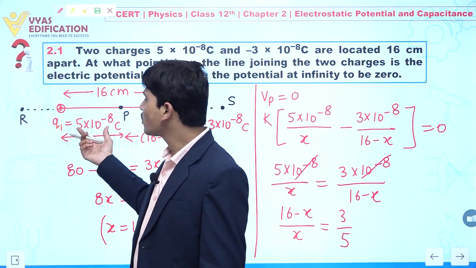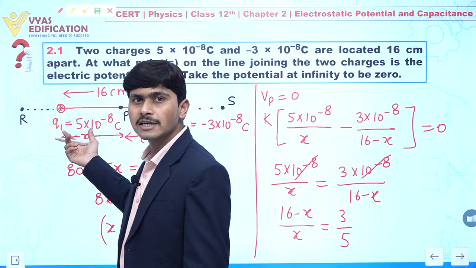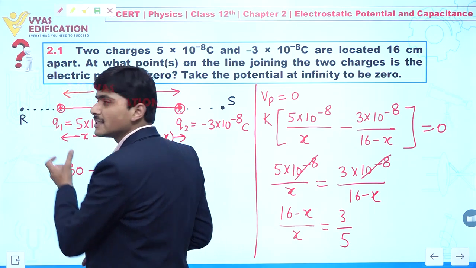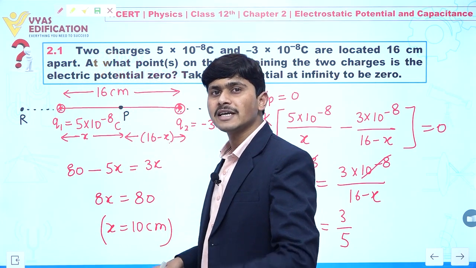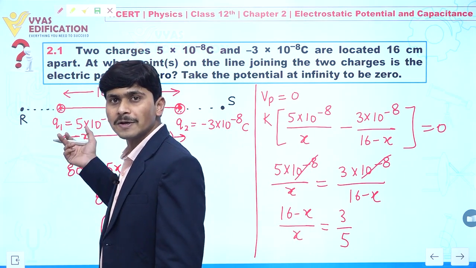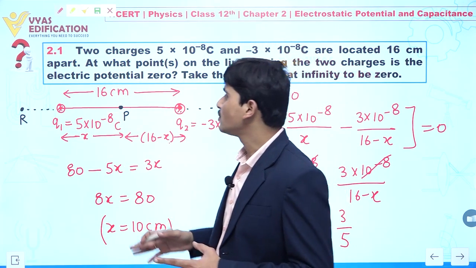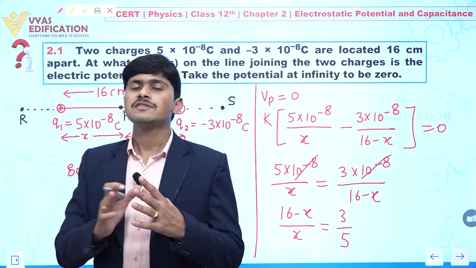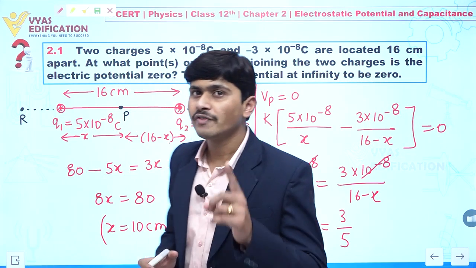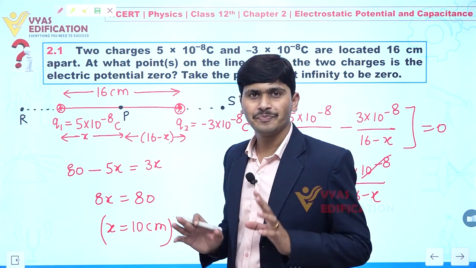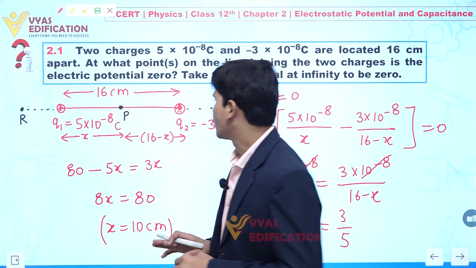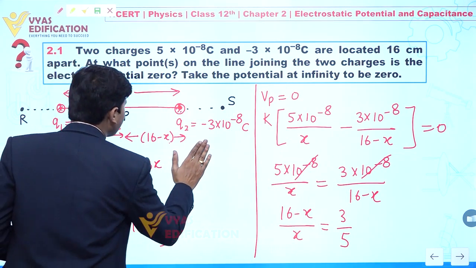But if we talk about only magnitude, Q1 is greater and the distance from Q1 is less. It means both factors are increasing the potential at point R due to Q1, yes or no? It means we will not find potential 0 at point R. So to the left side of Q1 we will not find electric potential 0, yes or no, clear. Okay.